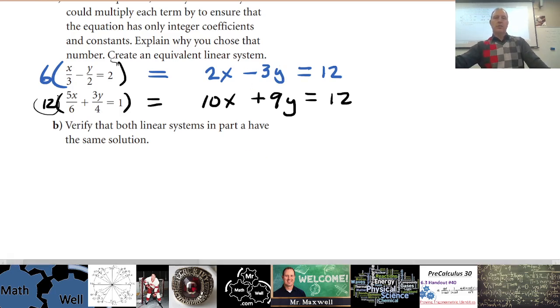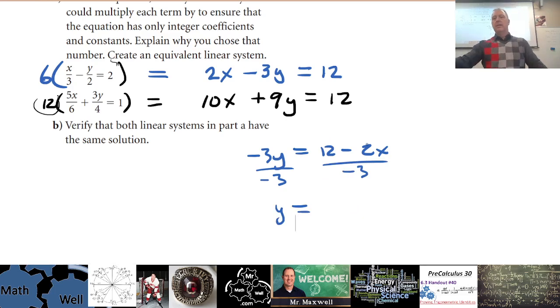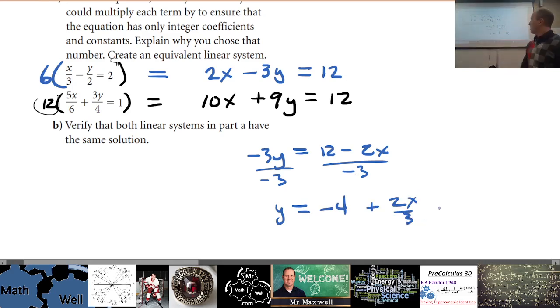So the first equation says negative 3y, I'm going to go 12 minus 2x on the other side. I'm going to divide everything by negative 3. So that means I'm going to get y equals, what's 12 divided by negative 3? So 12 divided by negative 3 is going to be negative 4, right? This is going to be plus 2x over 3, or 2/3 x. So we can't get away from fractions totally, but I am going to now substitute this into my second equation.